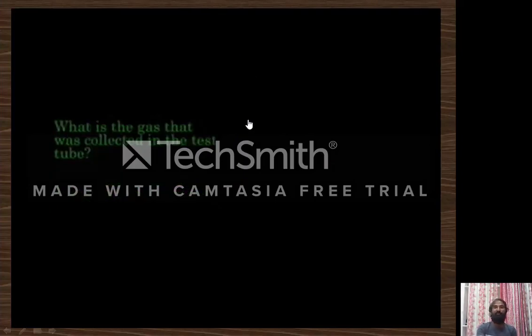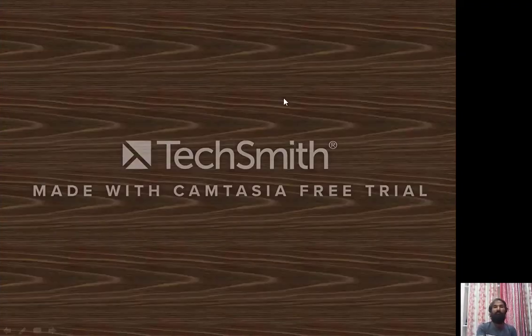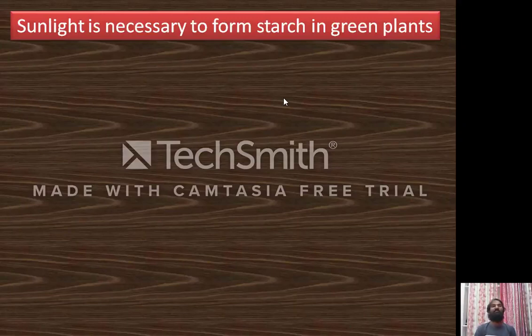Okay, now coming to the next slide. The next experiment is that sunlight is necessary to form starch in green plants. Already we conducted experiments showing that sunlight is necessary for the release of oxygen during photosynthesis, as discussed just now. Now I'm going to discuss how sunlight is necessary to form starch in green plants.